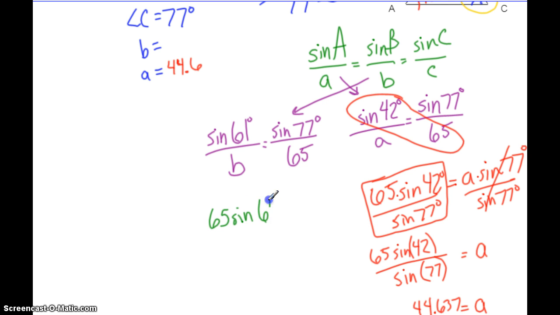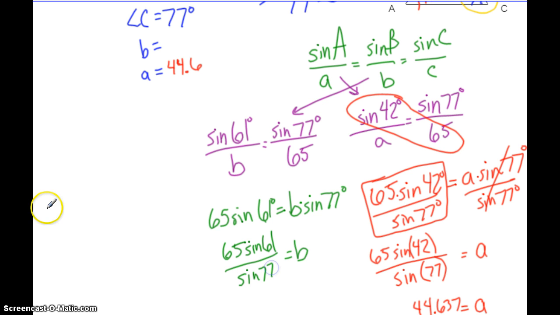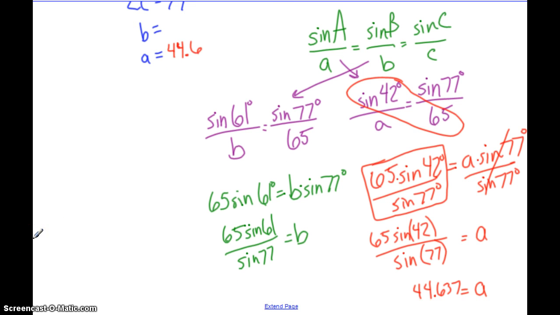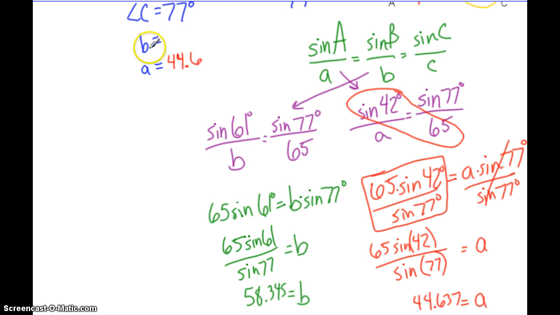65 sine 61 equals B sine 77. I divide, so 65 sine 61 divided by sine 77. And now I can put that again all in my calculator all at once. So 65 sine 61, close my parentheses, divided by sine 77, and I get B is 58.345. So once again, I would just round that to 58.3.